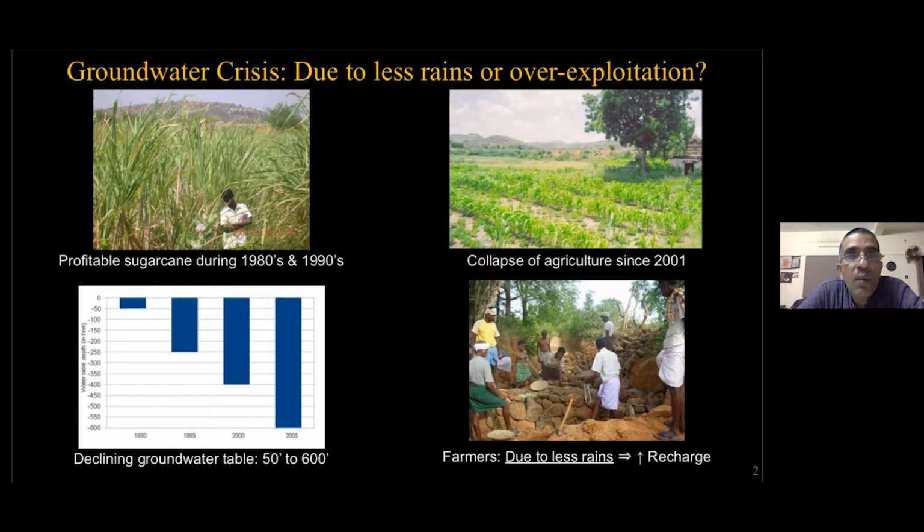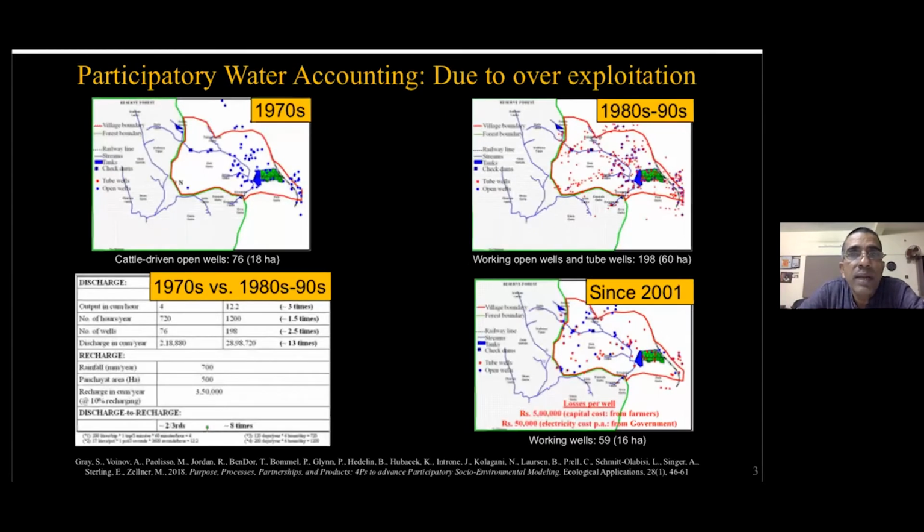Whereas what we tried doing was carry out a participatory water accounting along with the stakeholders, to try to see what the true cause was. So we found it was a little different. For example, in the 1970s, there were only 76 wells that were bullock driven, whereas in the 80s and 90s, the tube well technology came, and then the number went up almost 1.5 times to about 200.